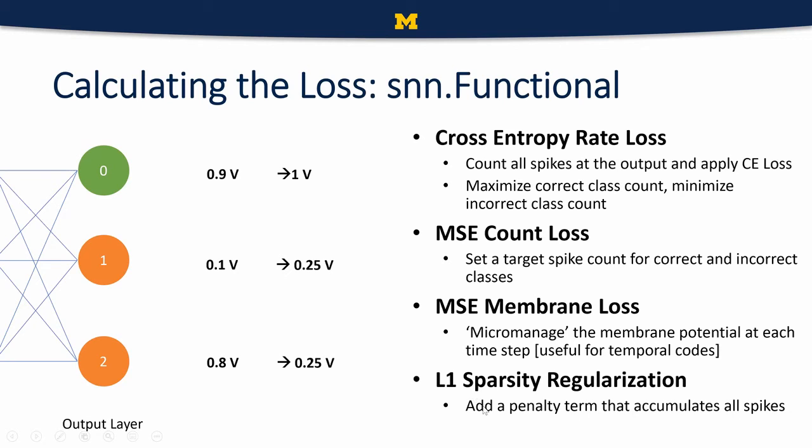Another little feature is L1 sparsity regularization, where you have a loss and you add a penalty that comes in the form of accumulating all spikes. And so if you add that term to a loss function, then what you're effectively doing is encouraging your network to spike less. So while still trying to get these values correct, it's also going to be penalized for firing too frequently.